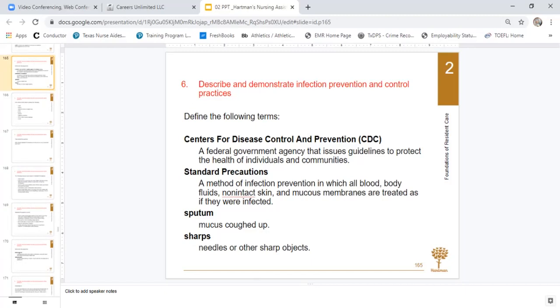Now, the CDC gave us something called the standard precautions, and I talked about them earlier. All it means is that you have to take your precautions, right, with every single patient or resident that you deal with, okay? Simple precautions like washing your hands and wearing your gloves, okay?